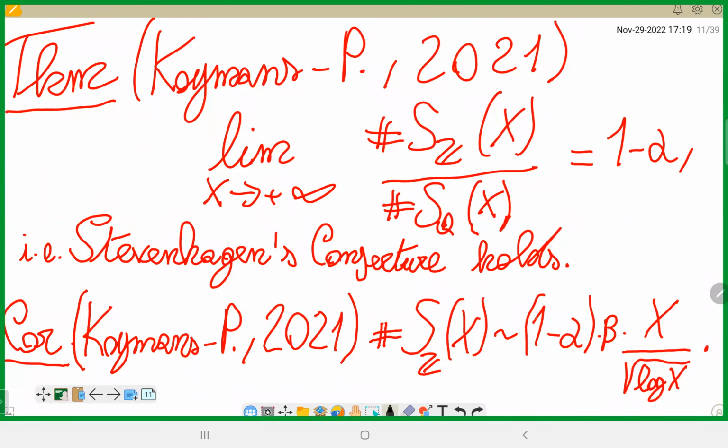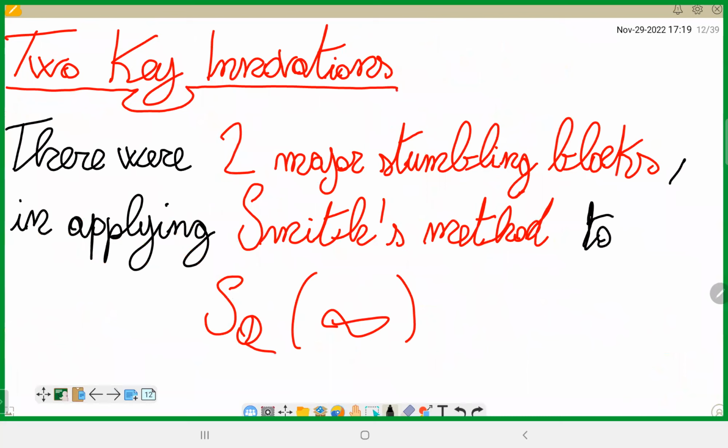The size of SZX has an asymptotic formula: it's 1 minus alpha times beta times x over root log x, where beta was the leading constant of the counting function for SQX. So okay, that's the main result I will talk about, and let me immediately tell you what the proof was about, and then I will explain what Smith's method is, and so on.